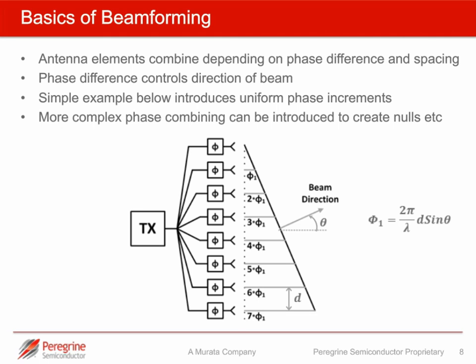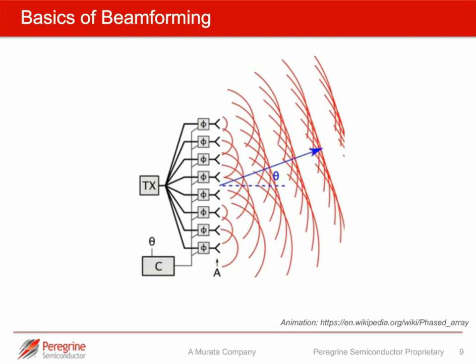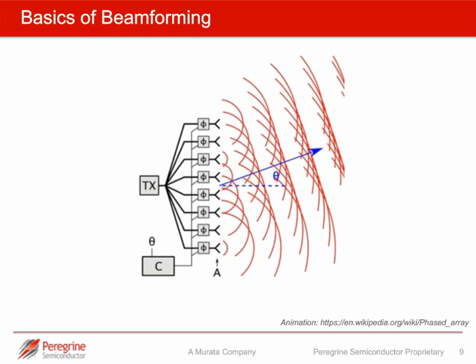So what this is showing us is that the spacing of the antennas is wavelength dependent, and the phase increment is also proportional to the spacing of the antenna elements in an array. So this is a simple example. We can get much more complex examples where we have different phase increments between elements. And this leads to forming a wavefront as shown in this animation.